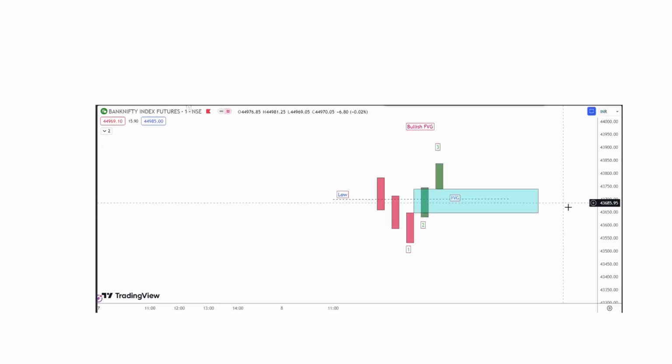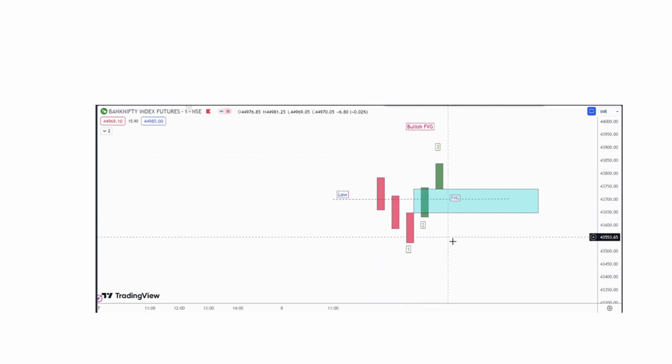Let's talk about how a bullish fair value gap looks like. So this is an example of a bullish fair value gap. As you can see, I've marked a low over here. This low, as I said, could be a previous day low, previous week, previous month, previous day's last low. It could be anything that you consider as a low. We need price to break below it, and then climb back up again.